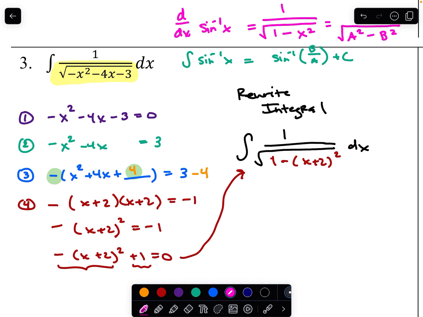Okay, so I'm coming back down to my integral, getting ready to do my antiderivative. The format is set up. The b value in this case is x plus 2. The a value is 1, and plus c because this is indefinite.